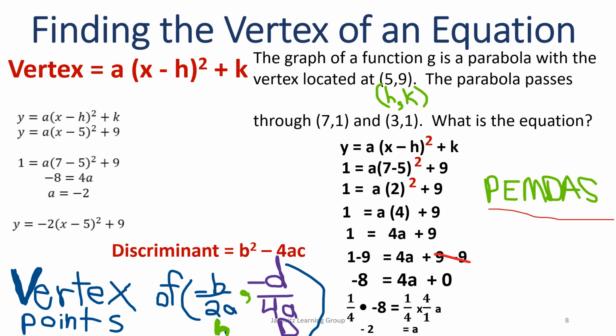You have your PEMDAS rule, so you take the 9 over, and it's 1 minus 9, which is negative 8, which now is 4a. You have 1/4 times 4 over 1, the reciprocal. 1/4 of negative 8 is negative 2, that's a. So a is negative 2. So you go back and put a's value into the equation, and it's negative 2 times x minus 5 squared plus 9. These 2 points were given to you. All you had to do was solve for a. And that's how you do that.